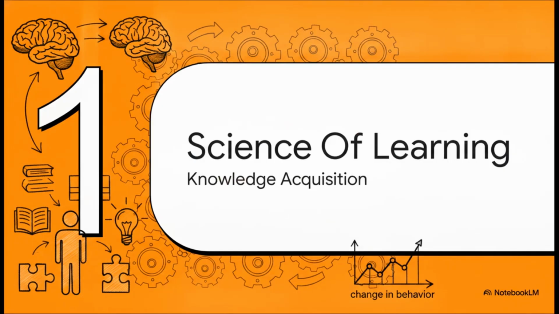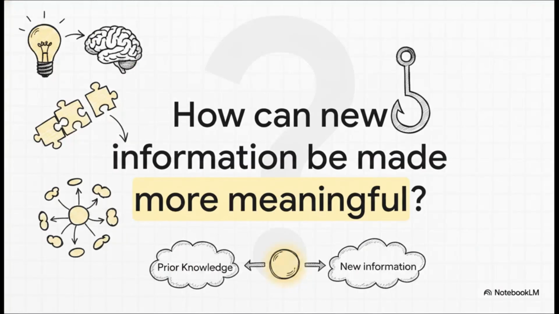Starting us off, Section 1, the science of learning. Understanding knowledge acquisition. Let's really hook our brains here with an actual question pulled straight from a teacher licensure exam. How can new information be made more meaningful to students? Think about that for just a second. Well, the answer, based entirely on cognitive learning principles, is relating it to knowledge they already have. Sometimes this is called apperception.